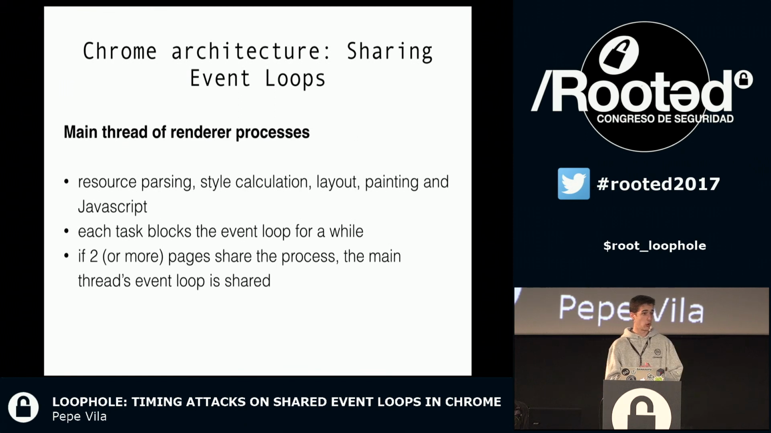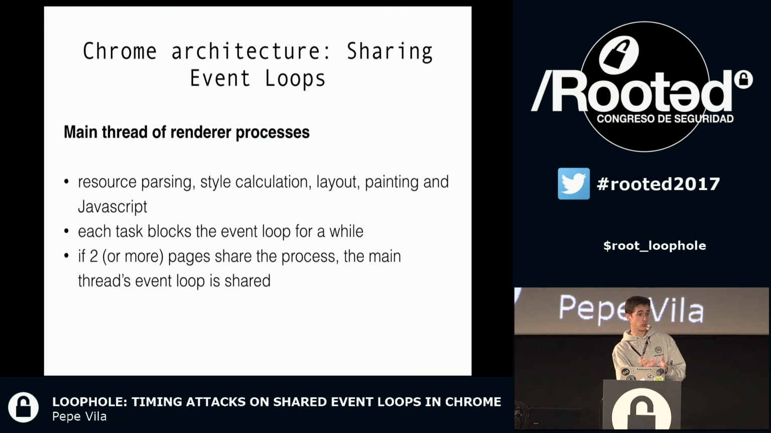So quickly, what we will do now is to spy on those event loops. They do resource parsing, style calculation, layout, painting, JavaScript execution. And the most important thing here for this event loop is that every time we execute a JavaScript function, that function, as it is being executed, blocks the entire event loop.